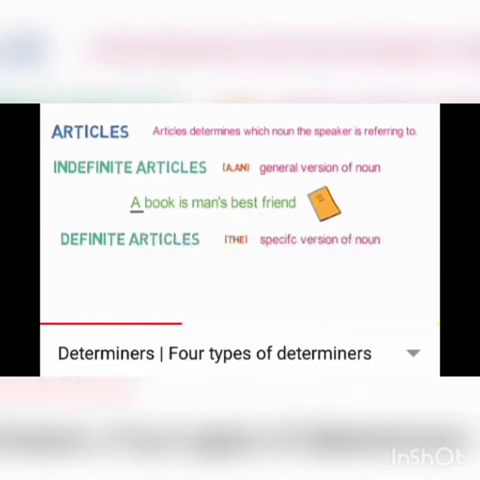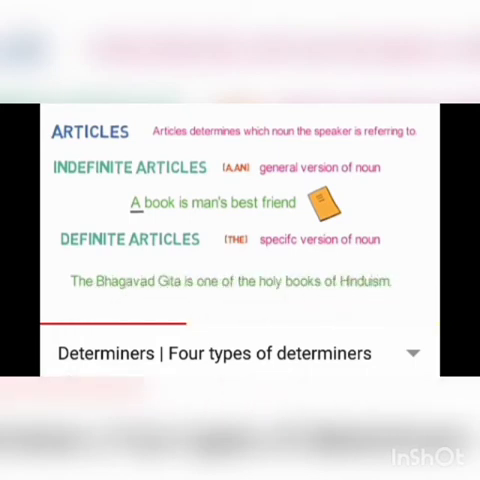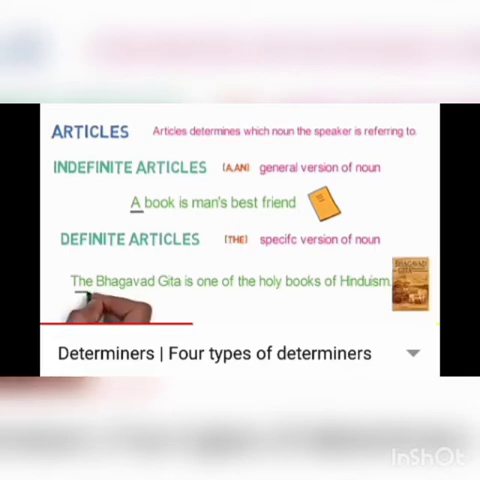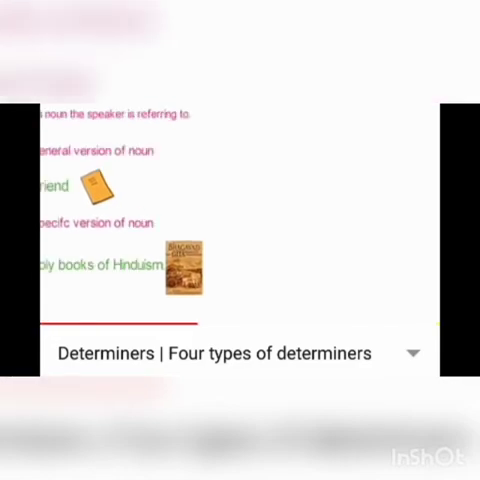The Bhagavad Gita is one of the holy books of Hinduism. Here we are referring to a specific book, which is the Bhagavad Gita. So this is how articles are used as determiners. Now let's look into the next category, demonstratives.